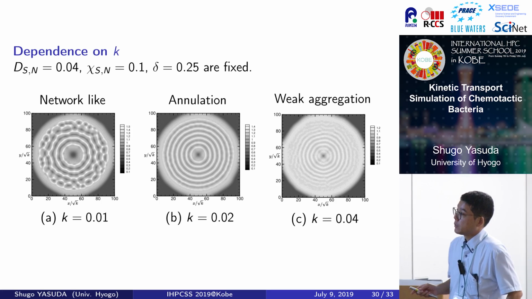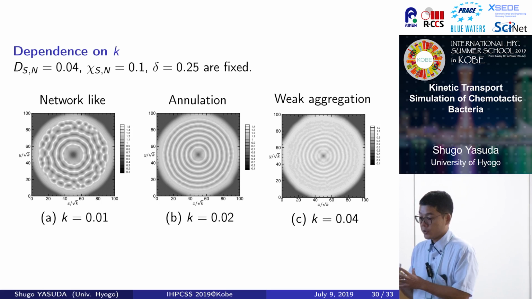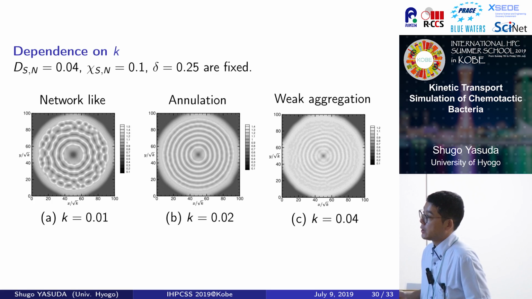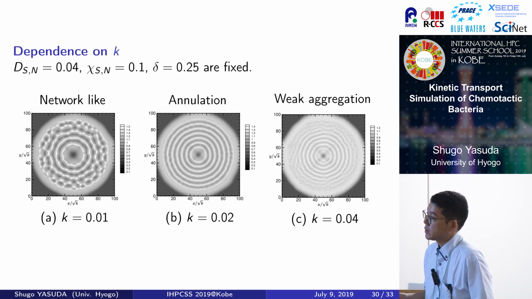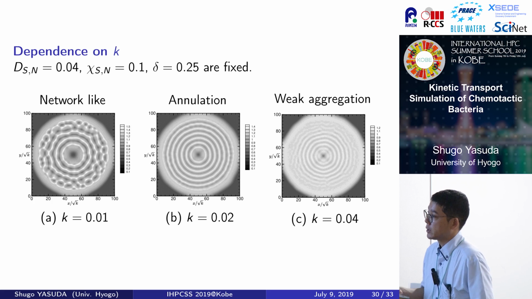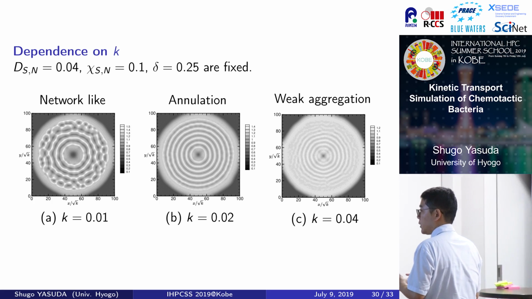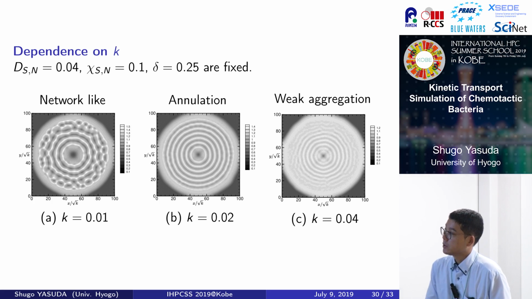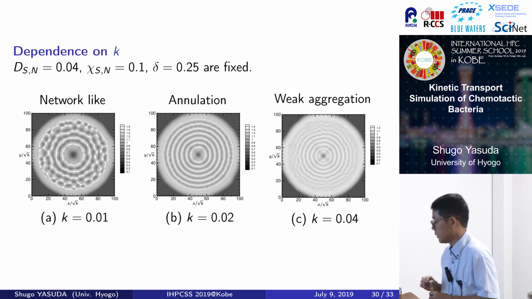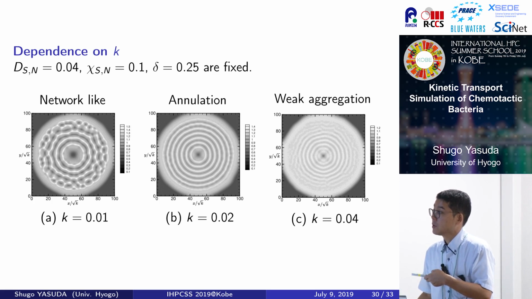Here I change the tumbling rate parameter. When the tumbling rate becomes smaller, aggregation becomes stronger. If the tumbling rate is very large, which means K is very small, a network-like pattern can be seen. But if K is large, which means the tumbling is small, then the aggregation becomes weak and the pattern becomes slightly unclear.